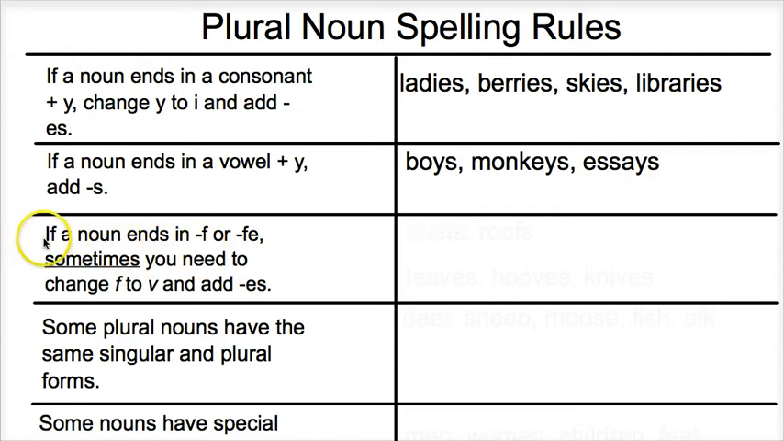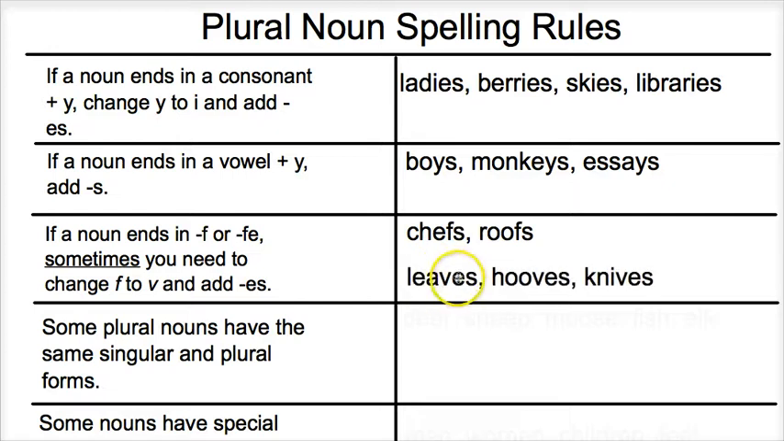Here's another rule. If a noun ends in f or fe, sometimes you need to change the f to a v and add es. Here are some examples of when you wouldn't necessarily have to. You can say chefs and you can say roofs. However, if you take the word leaf, L-E-A-F, you would change your f to a v and add es. Same thing with hoof, H-O-O-F, change your f to a v and add es. You would also do the same thing with knives. Change your f in knife to a v and add es.